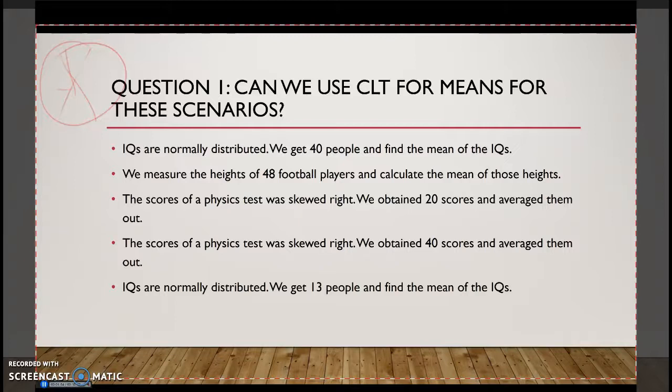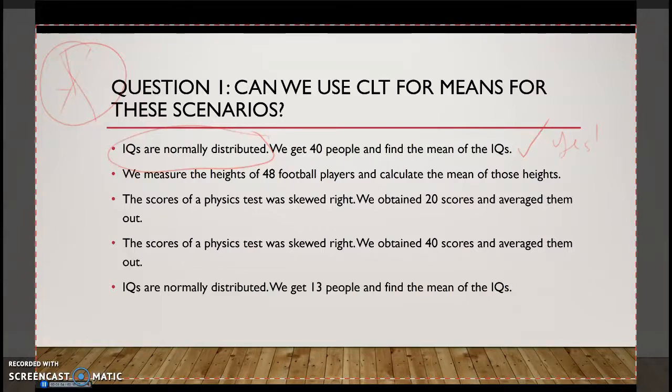Okay. IQs are normally distributed. We get 40 people and find the mean of the IQs. Well, IQs are normally distributed, so that tells us from the very beginning that we have a normal distribution. We already know the data itself is normal. So we get 40 people, but the data is normal, so it doesn't really matter what n is. So this one, yes, we can use the central limit theorem.